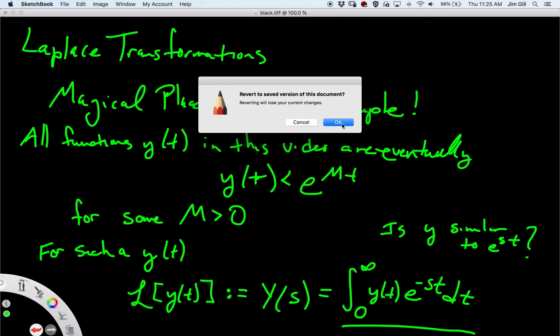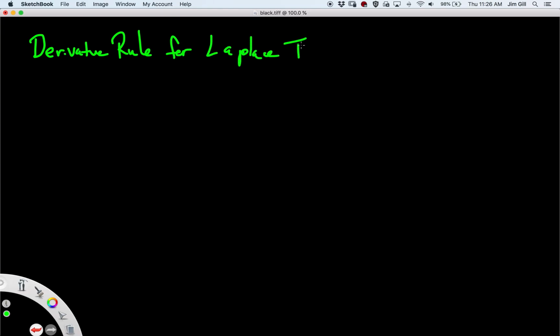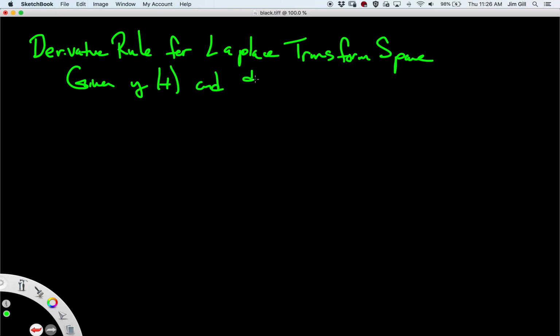Okay, so let's get down to the main property of Laplace transforms that make them worthwhile in solving differential equations. And I will call this the derivative rule for the Laplace transform space. So this is the rule. Given a y of t, a function y, and its derivative, we have the following property.